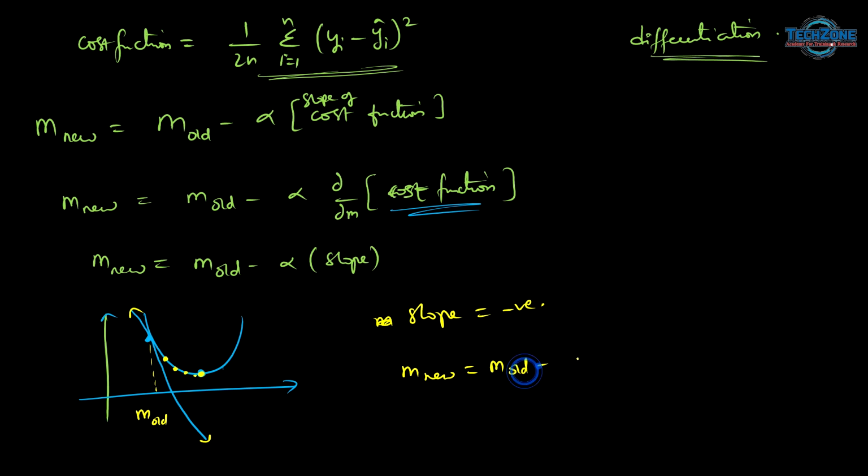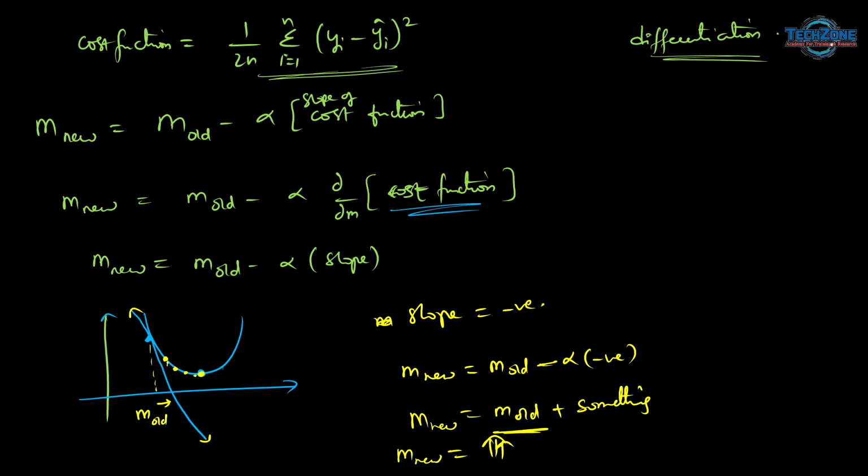So m old minus alpha multiplied by a negative number. Here, this minus and this minus will become plus. So m old plus some value, right? So what will happen to this m old? This m new will increase now, right? So maybe it will come to this point and we'll get a straight line like this. And in the next step here, and the next step here, like this it will converge to the global minima.